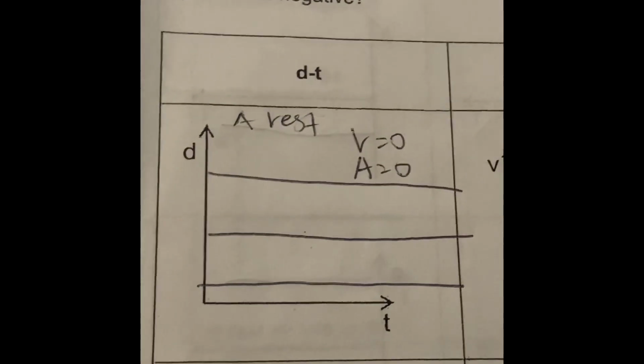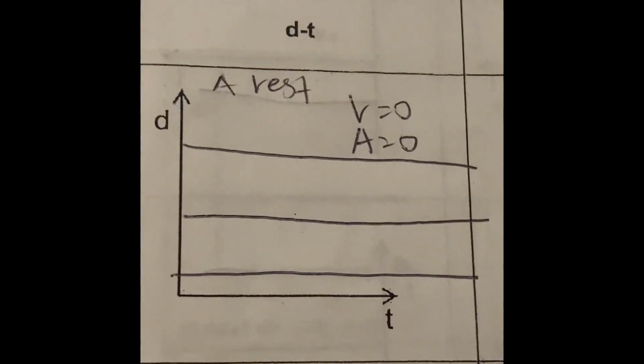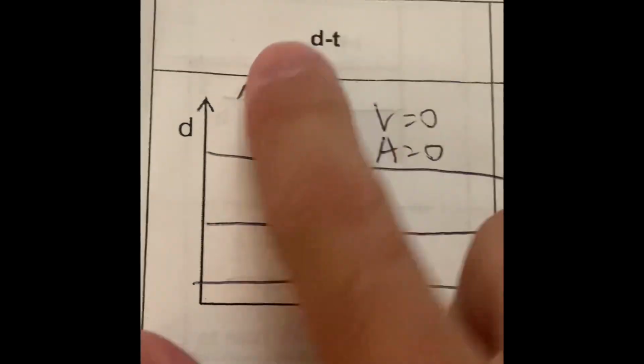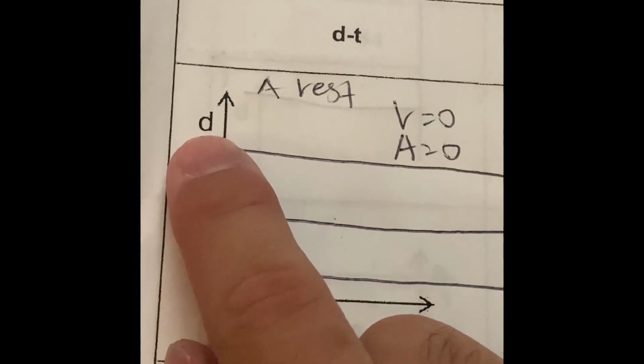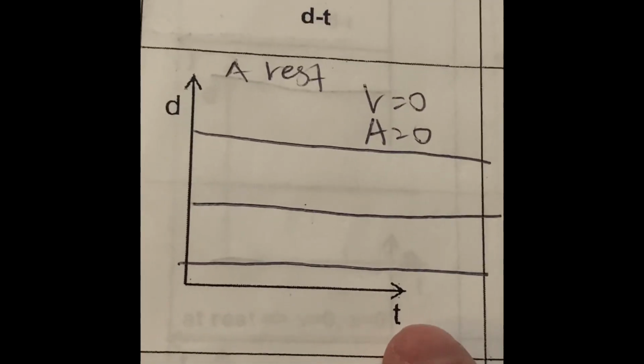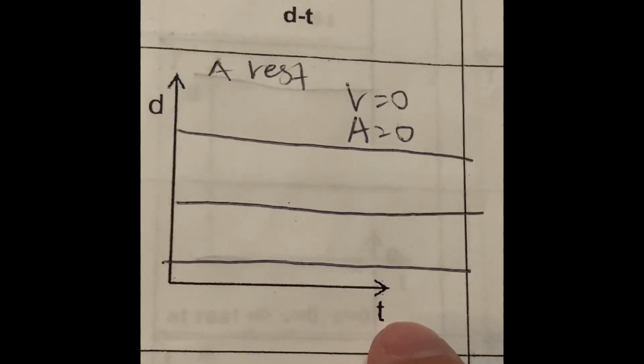So here is the first graph. You are taking a look at your distance, and your distance is being compared by your time. Your distance is your y-axis, and your t, representing time, is your x-axis.